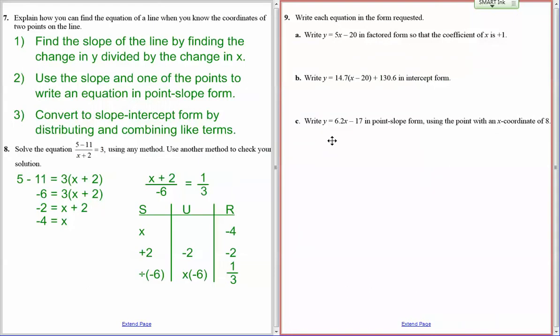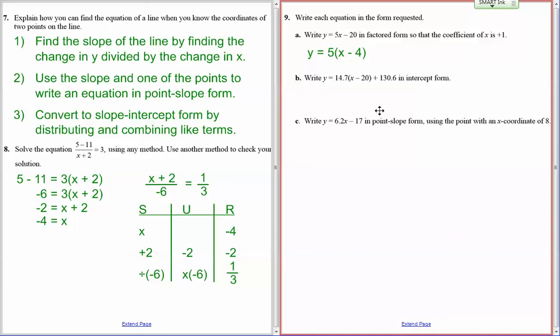So y equals 5x minus 20. In factored form, the coefficient of x is 1. Well, that means we have to divide this 5x by 5, and whatever we do to one term, we have to do to both terms. So 5x divided by 5 is x, and negative 20 divided by 5 is negative 4. So y equals 5 times x minus 4. That would be it in factored form.